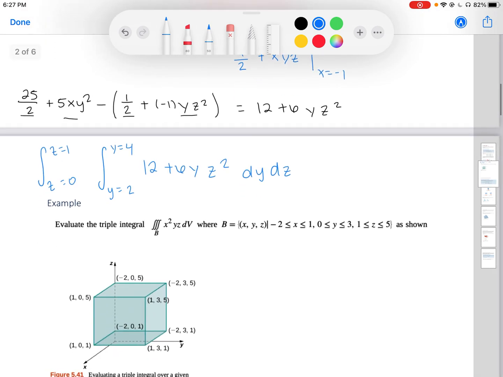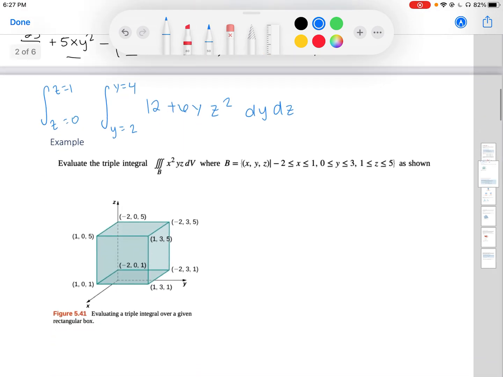All right, we have another example. Oh, well, I'm sorry. I don't want to make this video too long, so the answer for that one, once you're done integrating with the double integral, should be 36. So take a moment to pause the video and finish that problem.